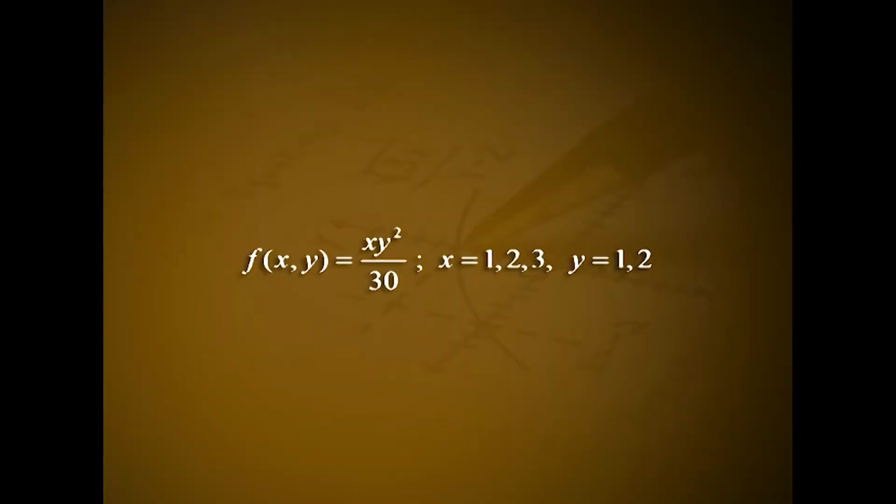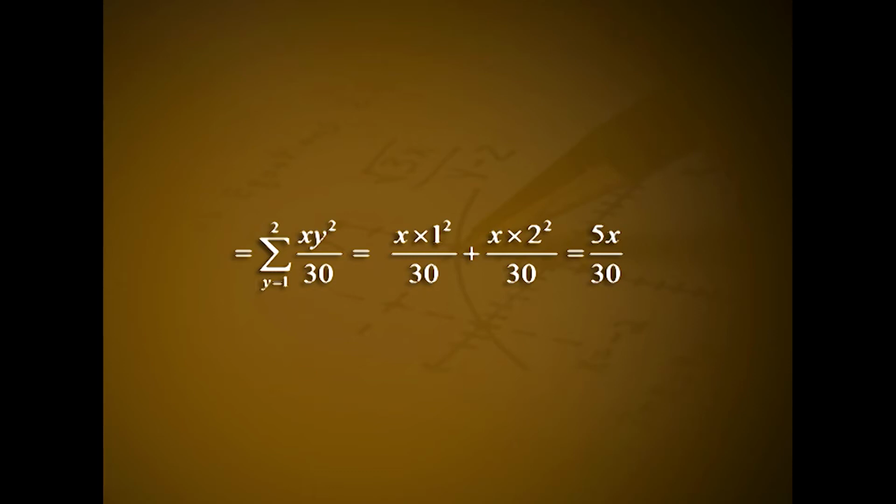Problem 3. The joint PDF of x and y is given by f of x y equal to x y square by 30 for x equal to 1, 2, 3, y equal to 1, 2. Find the marginal PMF of x and y and examine whether x and y are independent. Also find the probability distribution of z equal to x plus y.